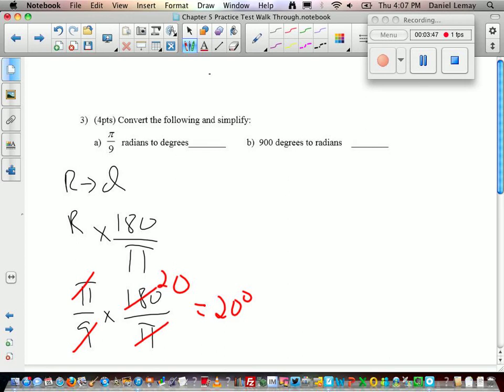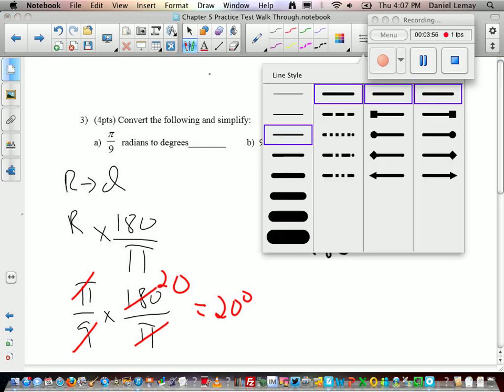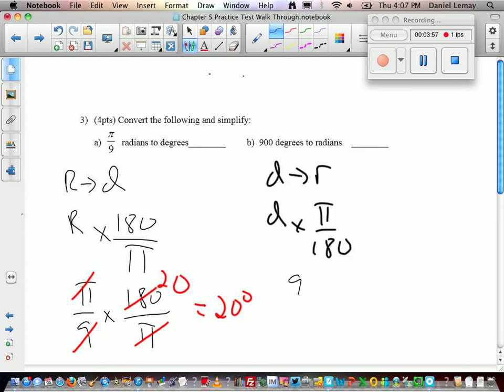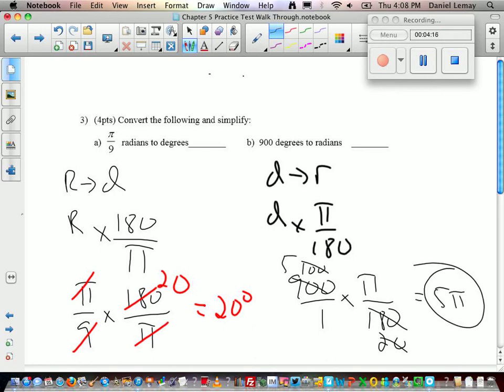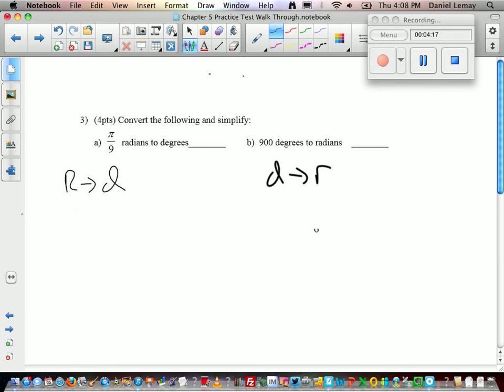Okay. For this one, we're going to do degrees to radians. You take your degrees and multiply by pi over 180. So for this problem, 900 over 1 times pi over 180. Well, I know 9 goes into both of those, which would be 20. That's 100. And then 20 goes in 100 5 times, so that answer is 5 pi.